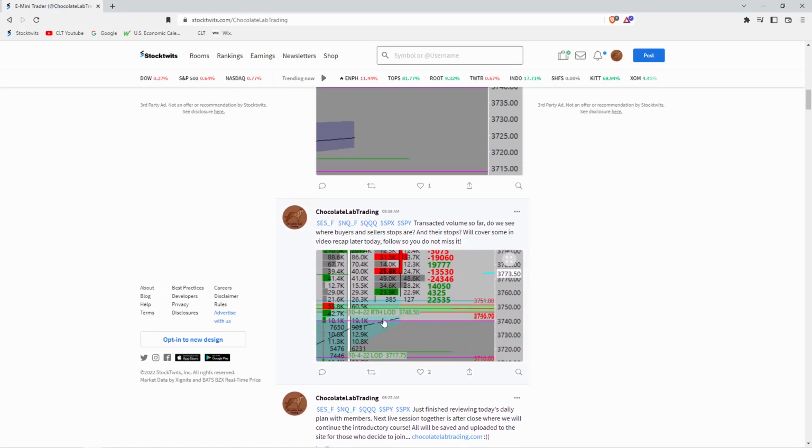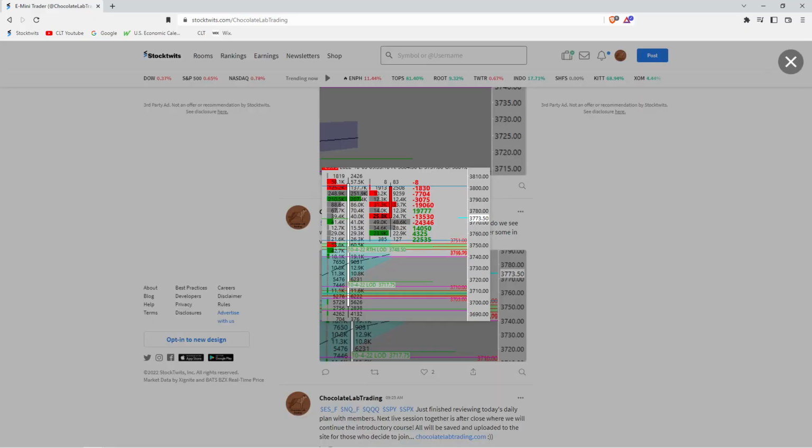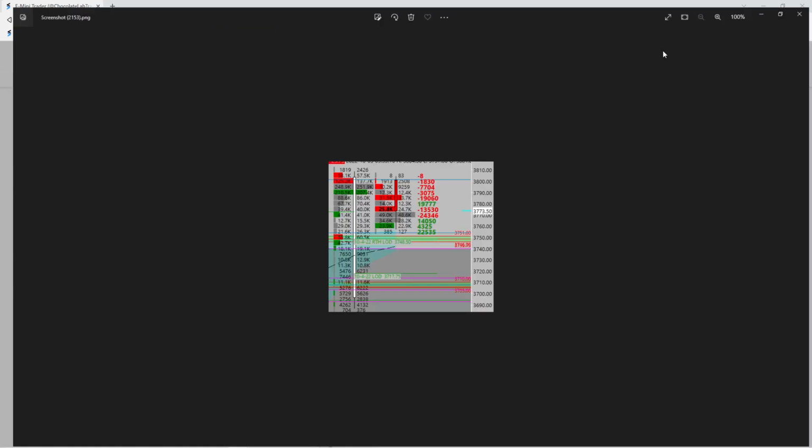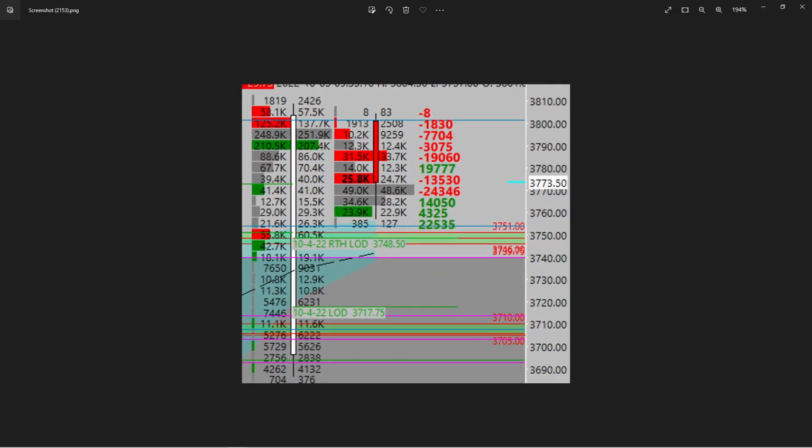Eight minutes after open, here is the transacted volume so far. Do we see where buyers and sellers are, and their stops will cover some. So the opposite of the P-shaped distribution, we're seeing a little bit of a B-shaped distribution. It's not as clean as that P was, but we do see buyers, we see sellers. Here is the B shape, but we see sellers over here above.